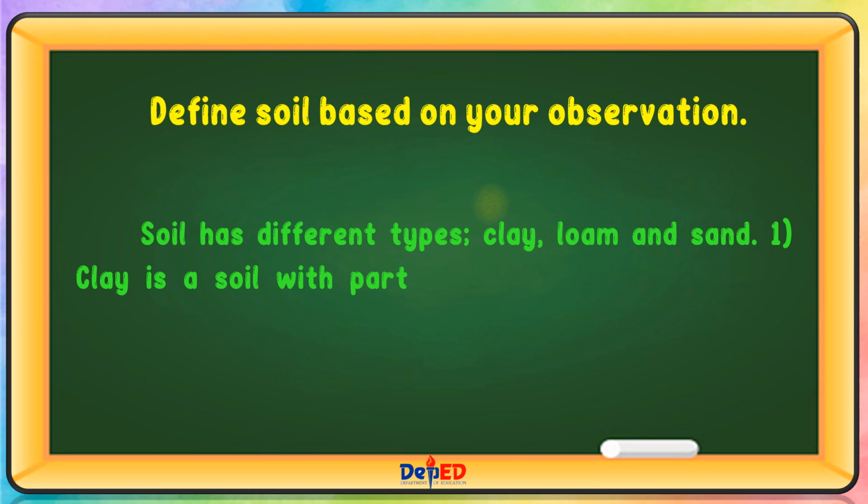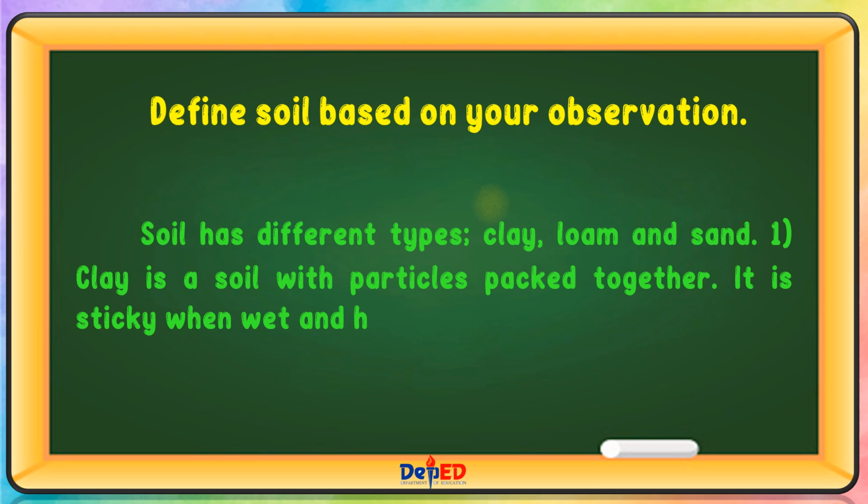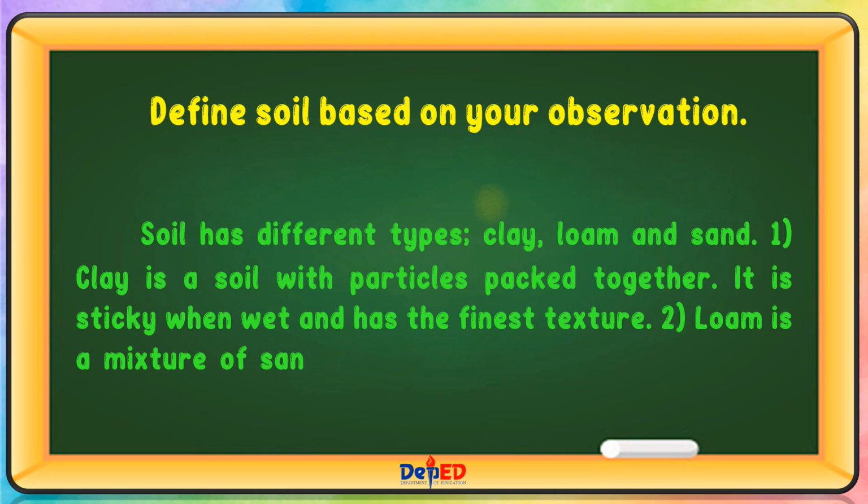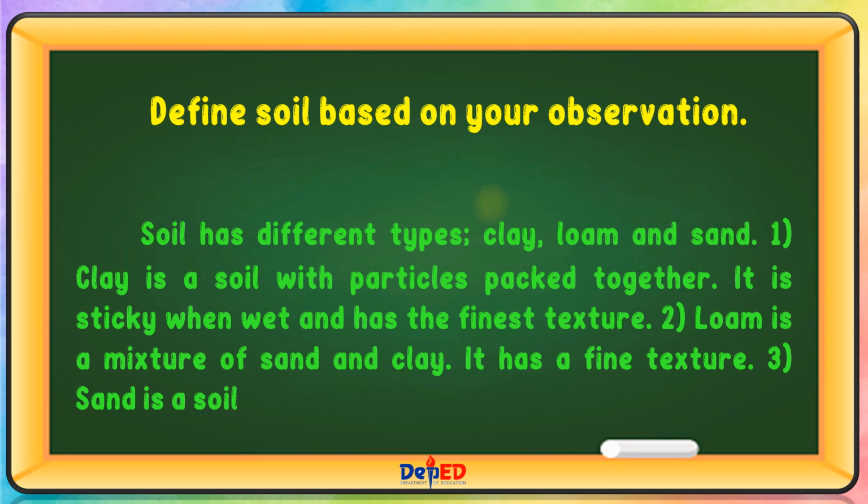Clay is a soil with particles packed together. It is sticky when wet and has the finest texture. Loam is a mixture of sand and clay. It has a fine texture. Sand is a soil with coarse and loose particles.